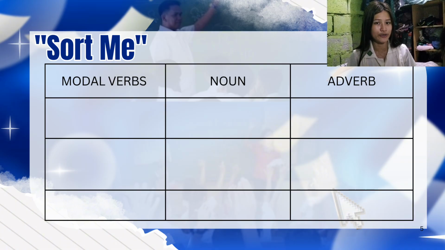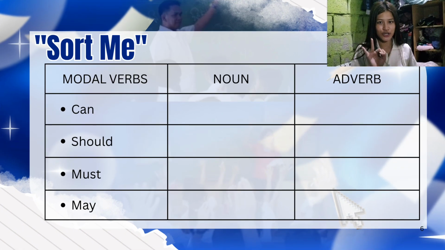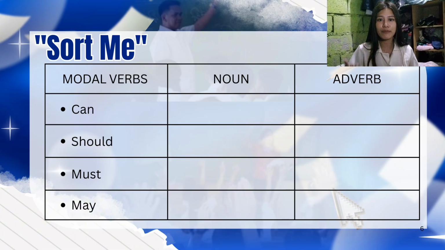Okay, are you done, children? I see. Now, let's see the words under the modal verbs. We have can, should, must, and may. Very good. These words are called modal verbs because they help express ability, permission, possibility, or obligation. Now, let us look at the nouns.